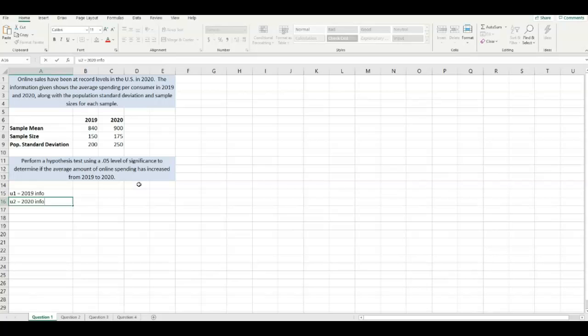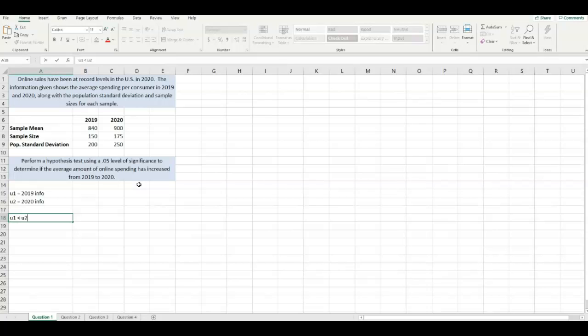Now, before we even perform a hypothesis test, we need to first find our hypotheses, right? So what we want to figure out here is if the average amount of online spending has increased, meaning that mu2 is going to be greater than mu1. So we're going to write it out like this. So mu2 is greater than mu1, which is the same thing as saying mu1 is less than mu2.